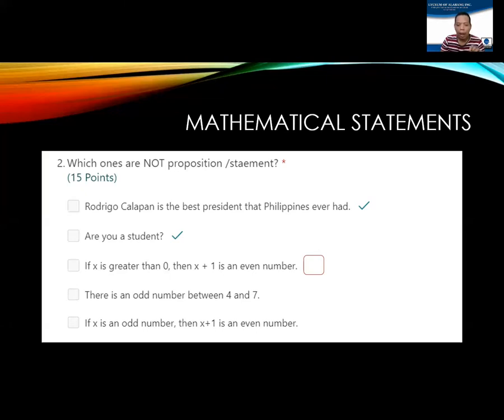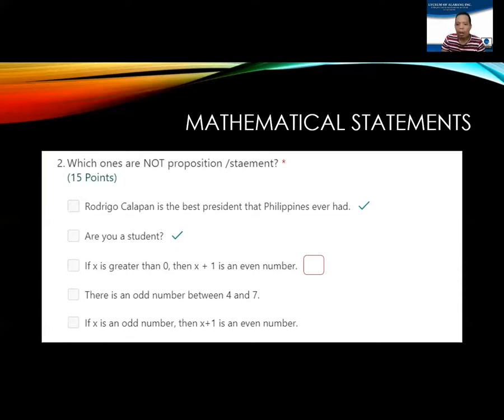The third one, if x is greater than 0, then x plus 1 is an even number. There is no unknown here. There is an implied value for x which is greater than 0. So it can be 2, 3, 4, 5, 6, 7, etc. Then 2 plus 1, just to cite an example, is an even number. Therefore, choice number 3 is a proposition.